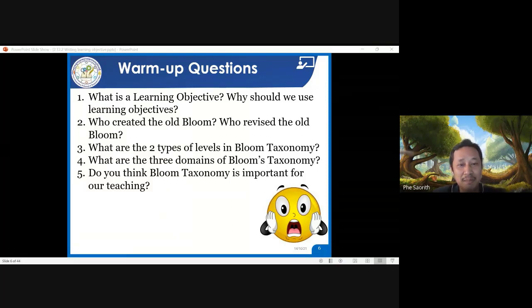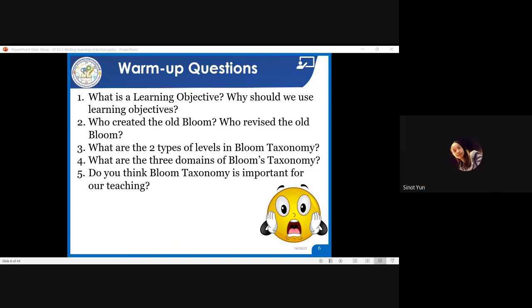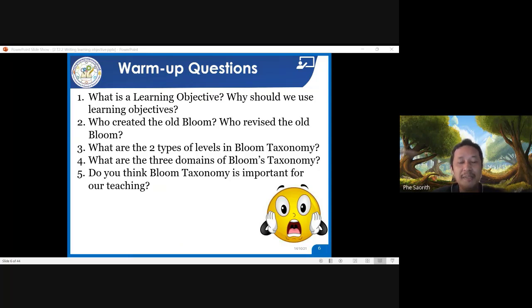How about Sinon? Who revised the old Bloom? I'm not sure, teacher, but I'll just try. The one who revised the new one, Anderson, but I'm not sure. Okay, so you can say Anderson, right? Yes, Dr. Anderson. So who created the old Bloom? Benjamin Bloom. And who revised the old Bloom? Professor Anderson, right?